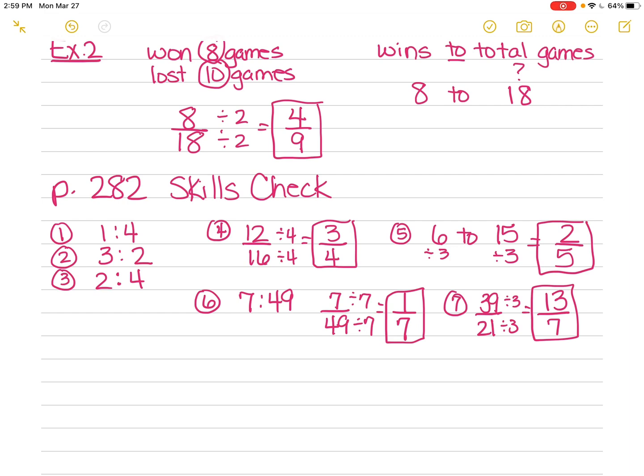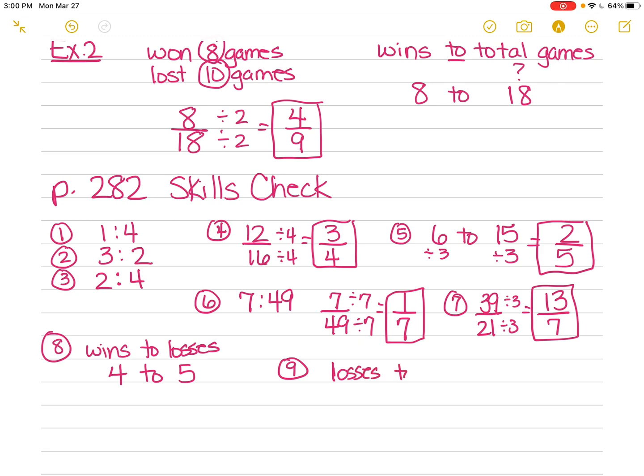Okay, 8, 9, and 10 said a softball team won 4 games and lost 5 games. So it's kind of like the example 2 that we just did. So they're going to ask us some questions about that. On number 8, it says wins to losses. Wins to losses. So they won 4 games and lost 5 games. So that would be 4 to 5. It doesn't say to put in lowest terms or not, but this one can't be put into lowest terms. So that's okay.